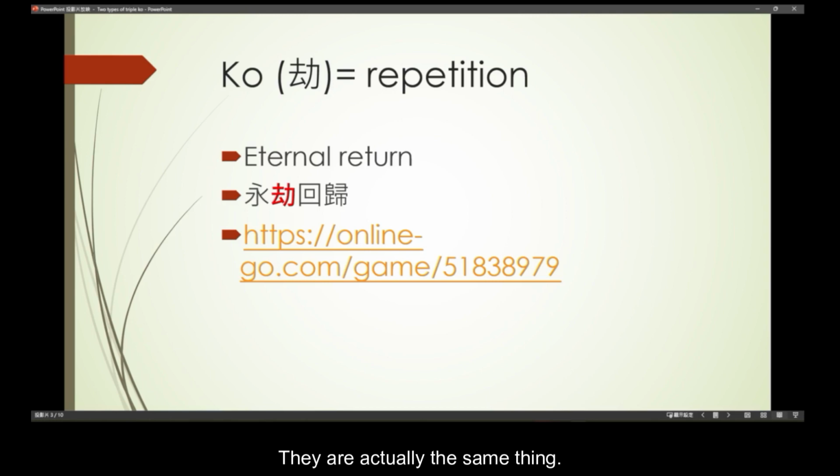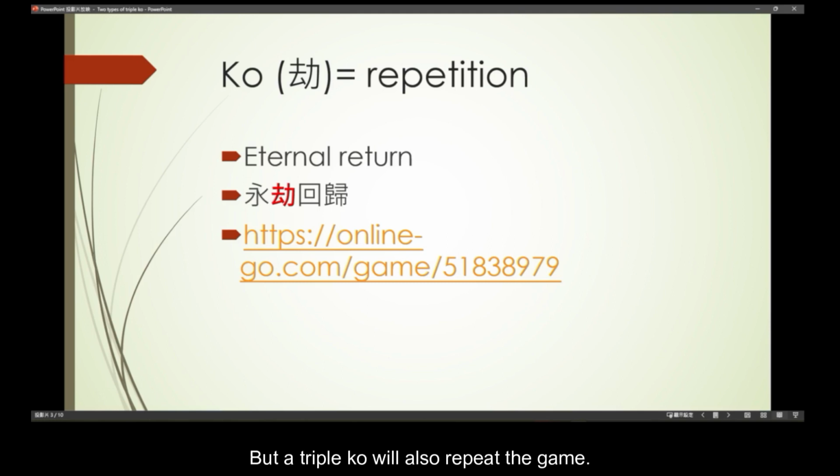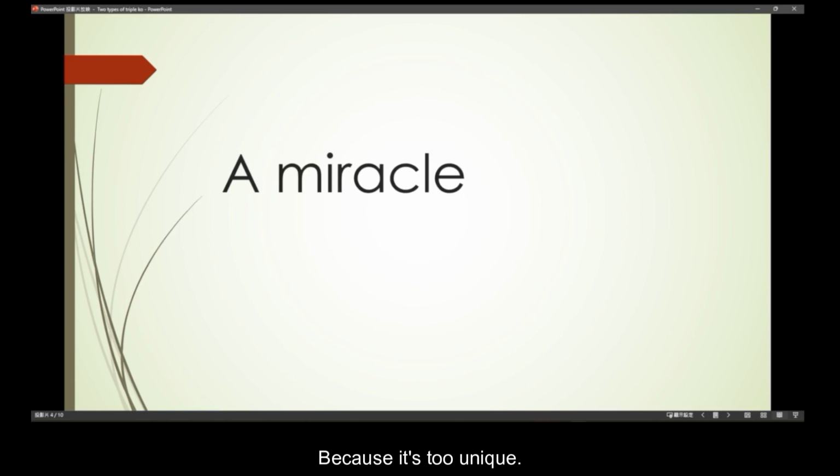They are actually the same thing, but some rules would determine a triple core as a draw, not something to be prohibited. Because a core should not be allowed, as it will repeat the game. But a triple core will also repeat the game. Why should it be allowed and become a draw? Because it's too unique. It's like a miracle.